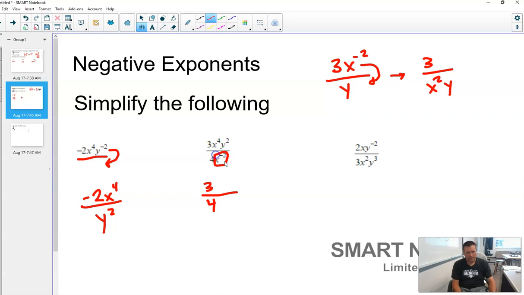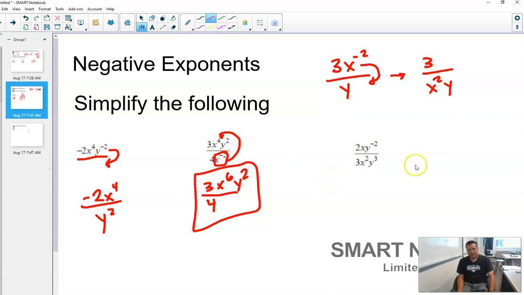Just the x here should go up here. And it's going to combine with this x to the 4th, and now we're applying the product rule. So it should be x to the 6th, because remember, x to the 4th times x to the 2nd, we're going to add those exponents. And I have this y to the 2nd, which doesn't do anything. It just stays right there as well.